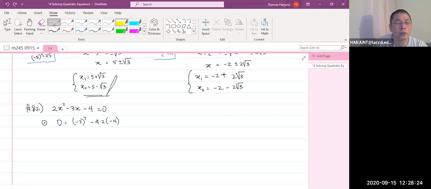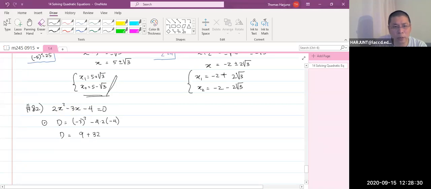Now then, D equals 9 plus 32, I believe, 16 times 2. So this is 41. Now, you see it's not a square number, so we confirm it's not factorable.